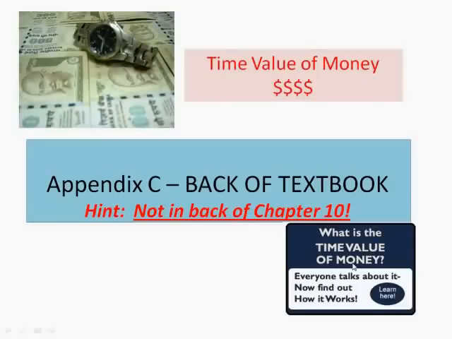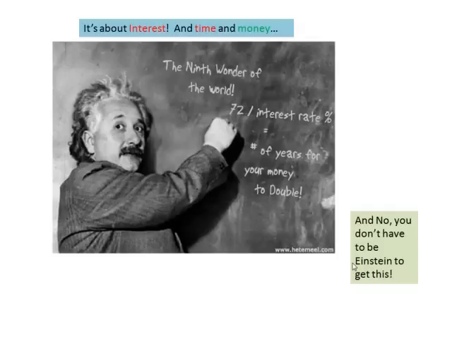Welcome. Time value of money. This is Appendix C. This is in the back of your textbook. It's not the Appendix in Chapter 10, but it's all the way in the back of your textbook after the last chapter. Appendix C, the time value of money.